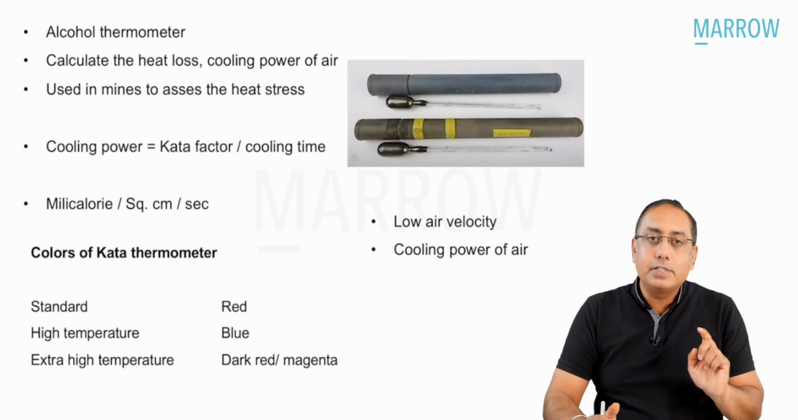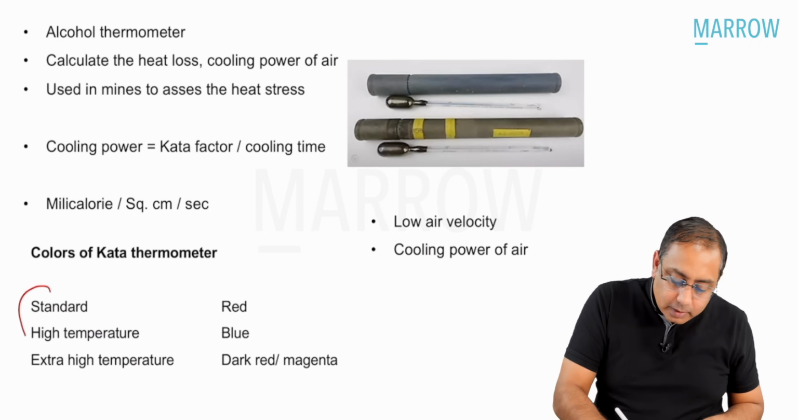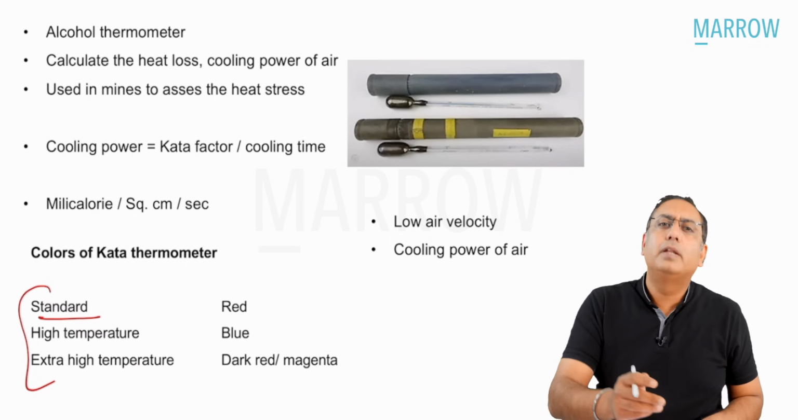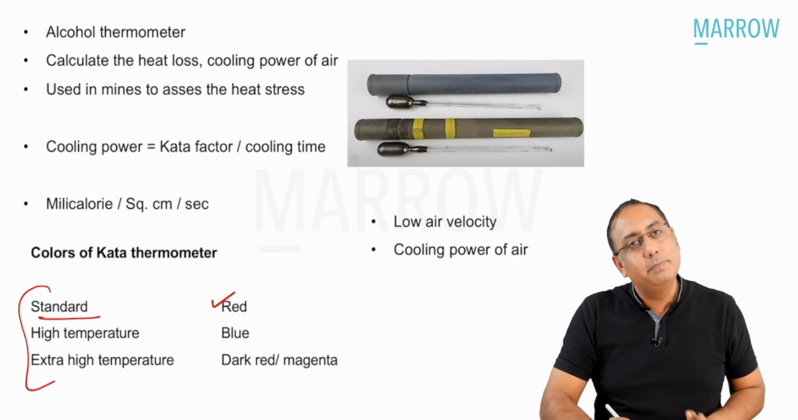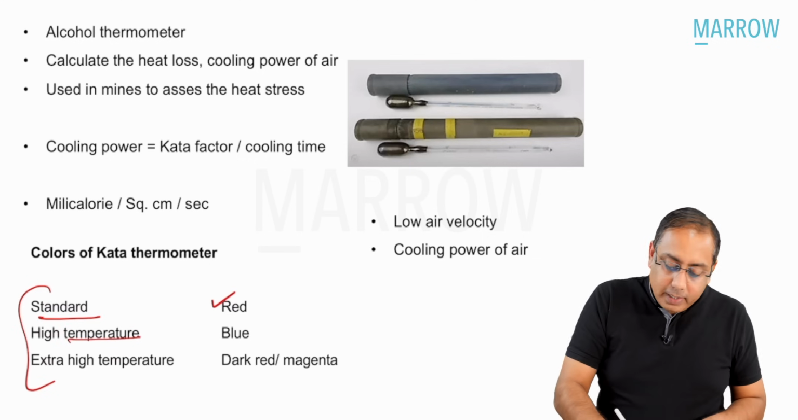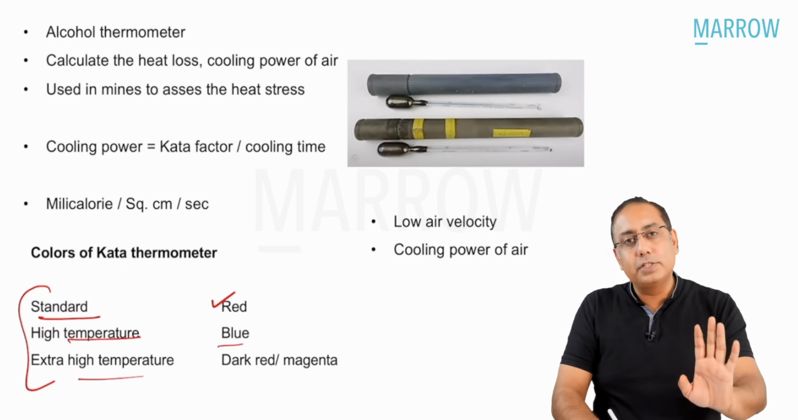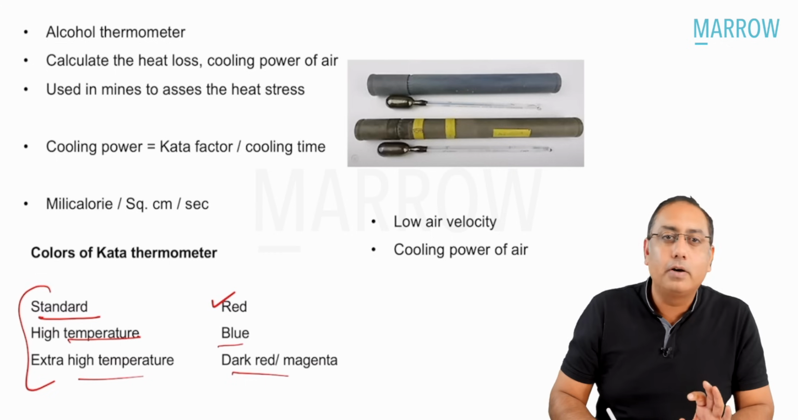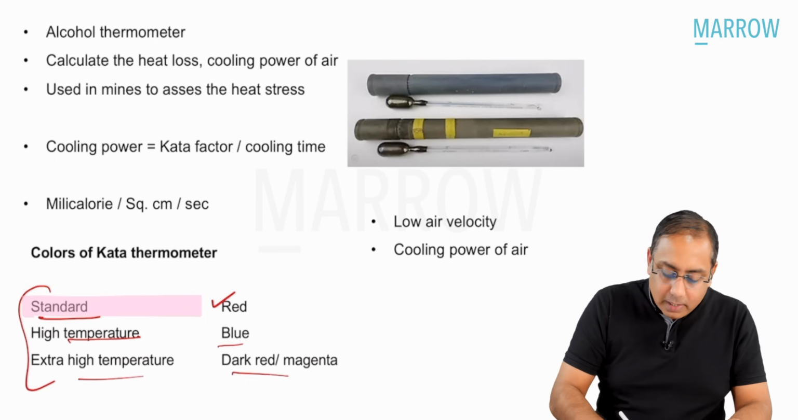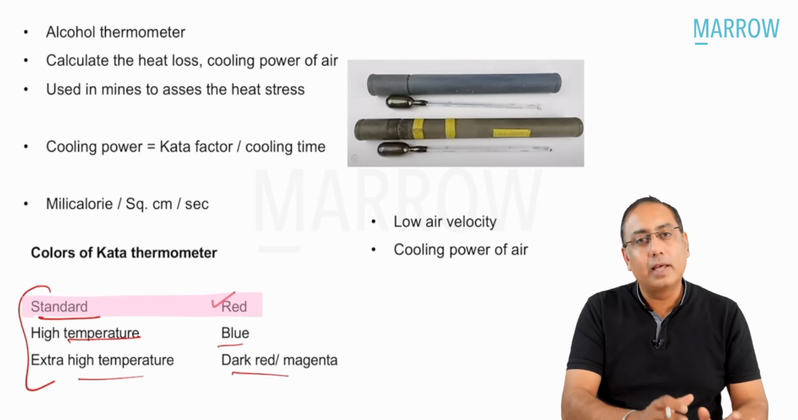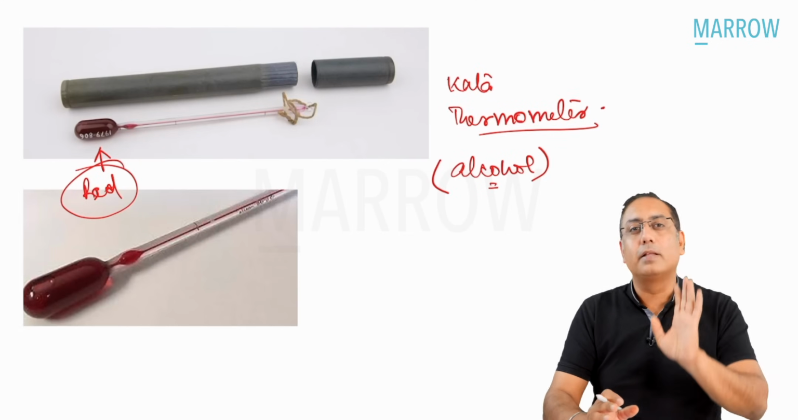Why do we paint it as red only? Because there are different types of Kata thermometer. The first type of Kata thermometer is a standard Kata thermometer, which will be asked in your exam. You might have seen in your museums, it will always be red color Kata thermometer. In cases of high temperature, we use blue, and in case of very high, extra high temperature, we use a dark red or a magenta or a purplish color Kata thermometer. But generally in your exams and what we have in museums all the time, it is a red color, and that's the reason I was saying always remember red bulb is a Kata thermometer.